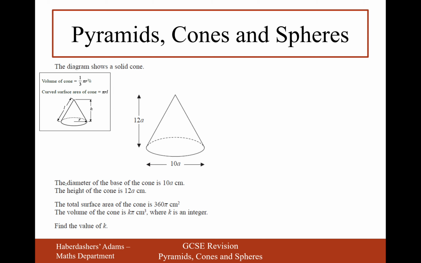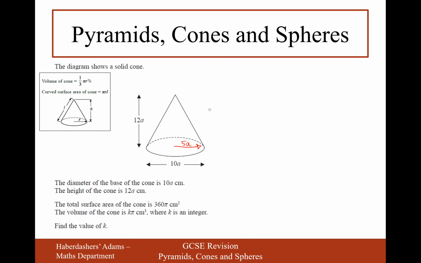Right, so in this question here, the diameter of the circle is 10a. Now generally we don't need the diameter, we need the radius, 5a. The height of the cone is 12a. The total surface area of the cone is 360 pi. The volume of the cone is k pi. Find the value of k.